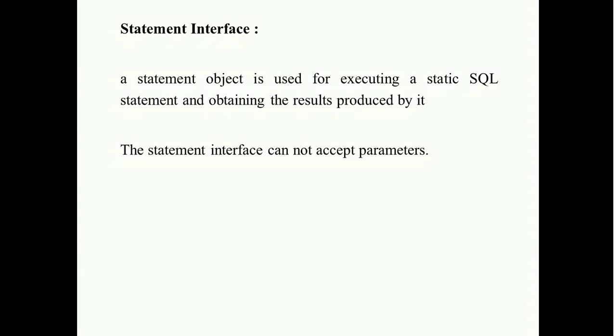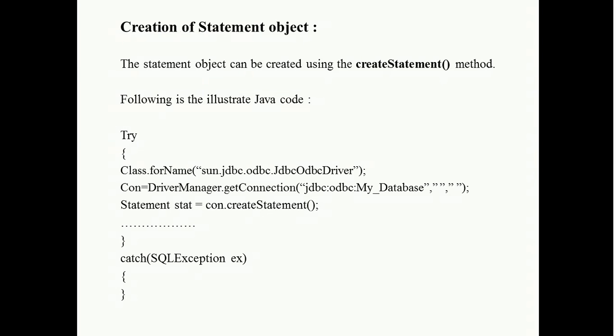The object of the statement interface is used for firing static SQL queries and returning the result of the SQL queries. So first, see the creation of the statement object. How to create the statement object? The statement object can be created by using the createStatement method. The createStatement method is used to create a statement object. And using the statement object, we can fire the SQL queries and return whatever result is produced by that query.